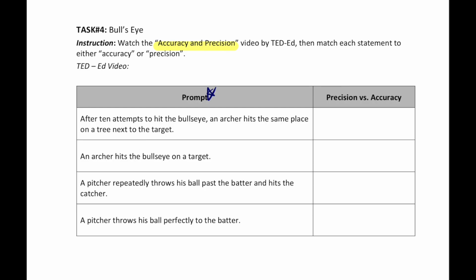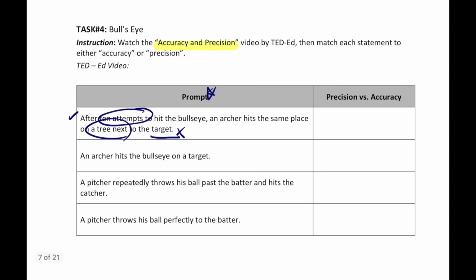So the first prompt says that after 10 attempts to hit the bull's eye, an archer hits the same place on the tree next to the target. So he attempts to hit the bullseye 10 times. However, the archer keeps hitting the same place on a tree next to the target. So there's no accuracy, right? Because he's trying to hit the target, but he's not able to do it, keeps hitting next to the target. So he has precision, but no accuracy.